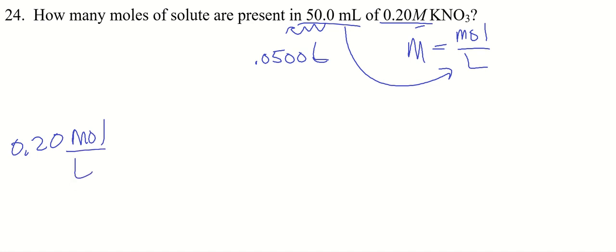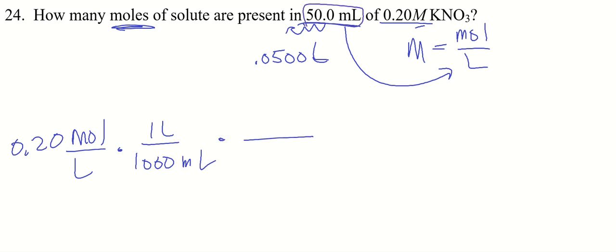Moles per liter, that's what's given here. All right, and we're asked to find moles. We need to get rid of liters. So we have 1 liter is equal to 1,000 milliliters. I did that because our original volume was given in milliliters. So 50.0 milliliters cancels out, and we're left with moles, which is what the question is asking us for.